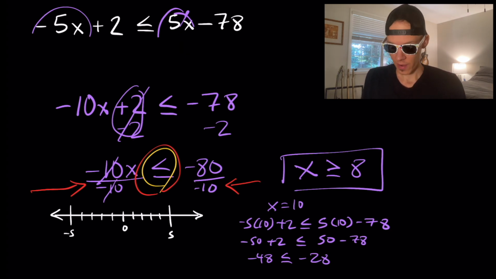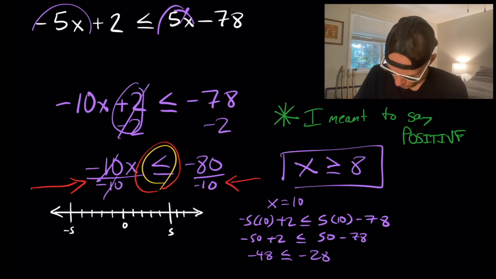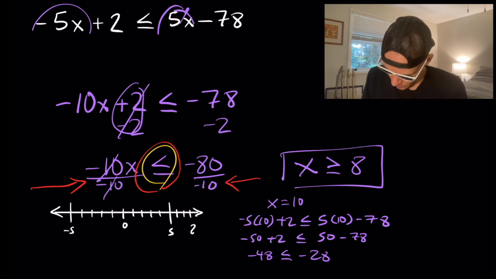And then don't forget to graph your solution for this inequality. So we've run out of space here. We need to get to 8, so I'll just add a couple more lines here to get to 8. And then I'll do a closed circle there because it's greater than or equal to. Then my arrow is going to go to the right.